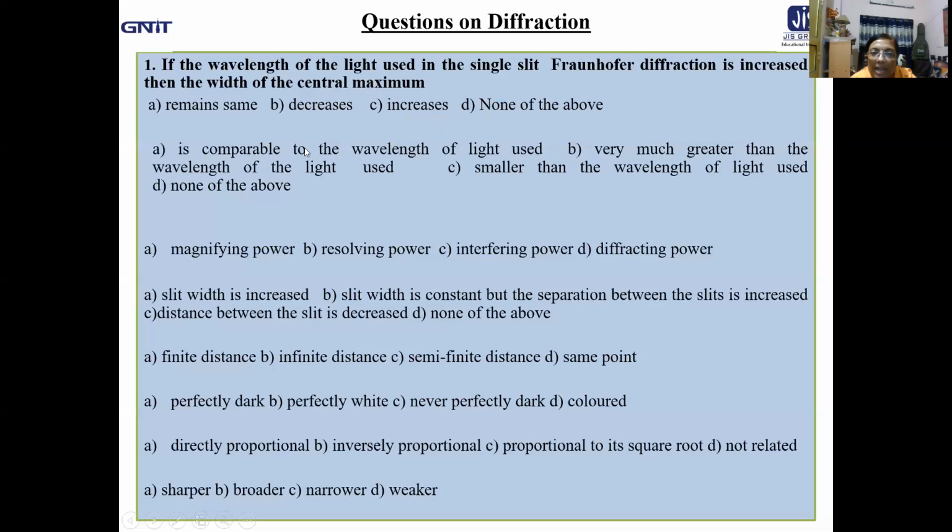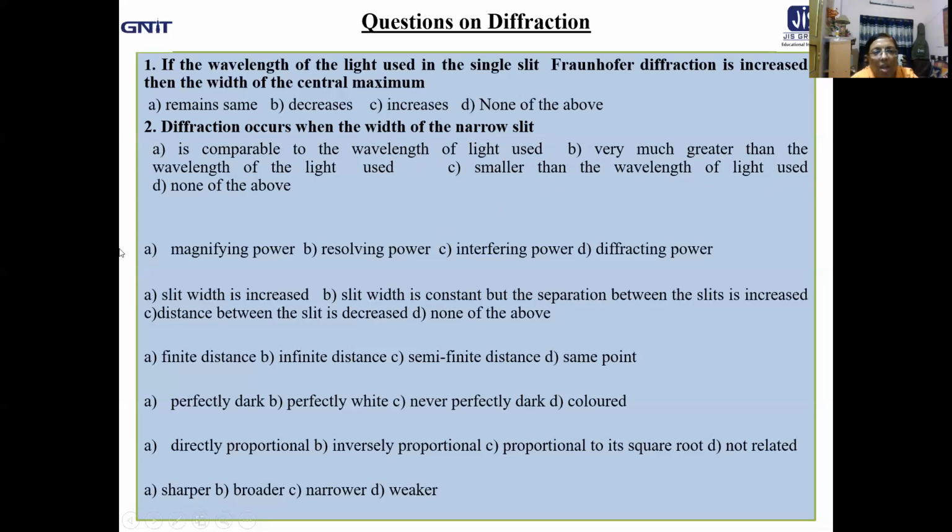Okay. Now the next one. The options are comparable to the wavelength of light used, very much greater than the wavelength of light used, smaller than the wavelength of light used, none of the above. What may be the question? Diffraction occurs when the width of the narrow slit is comparable to the wavelength of light used, obviously. Other options will not come into play.